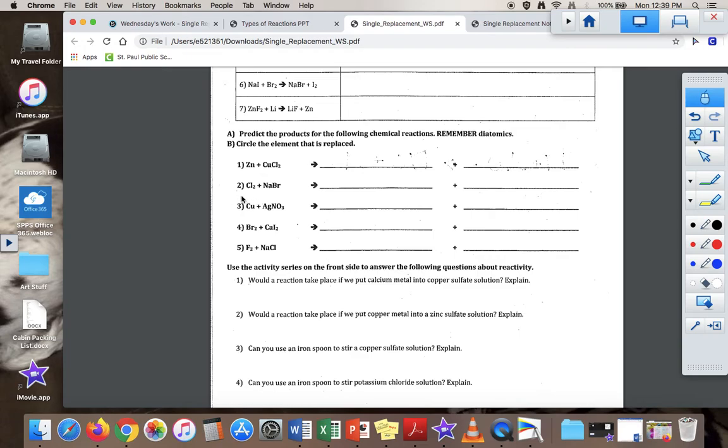Be careful because when you look at number 2 here, you're going to notice that chlorine is the single element, which means that chlorine is going to look to replace bromine, not sodium. Okay, so keep that in mind. I would like you to try these out and submit them. If you guys do that, then at the end of the week, I will post an answer key so you can see if your answers are correct, and I will correct your answers for you as well.